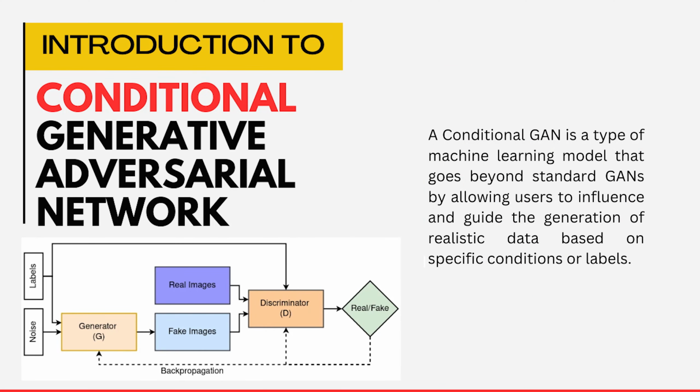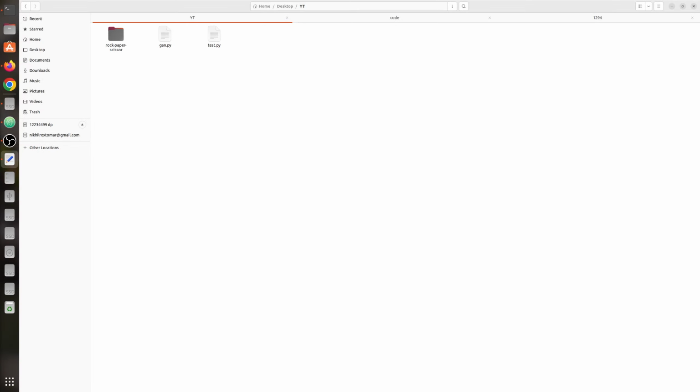Conditional GAN is a type of machine learning model that goes beyond standard GAN by allowing users to influence and guide the generation of realistic data based on a specific condition or label. So in this video, we are going to use the TensorFlow framework to make our very own conditional GAN. So let's get started. We will start by taking a look at the dataset itself.